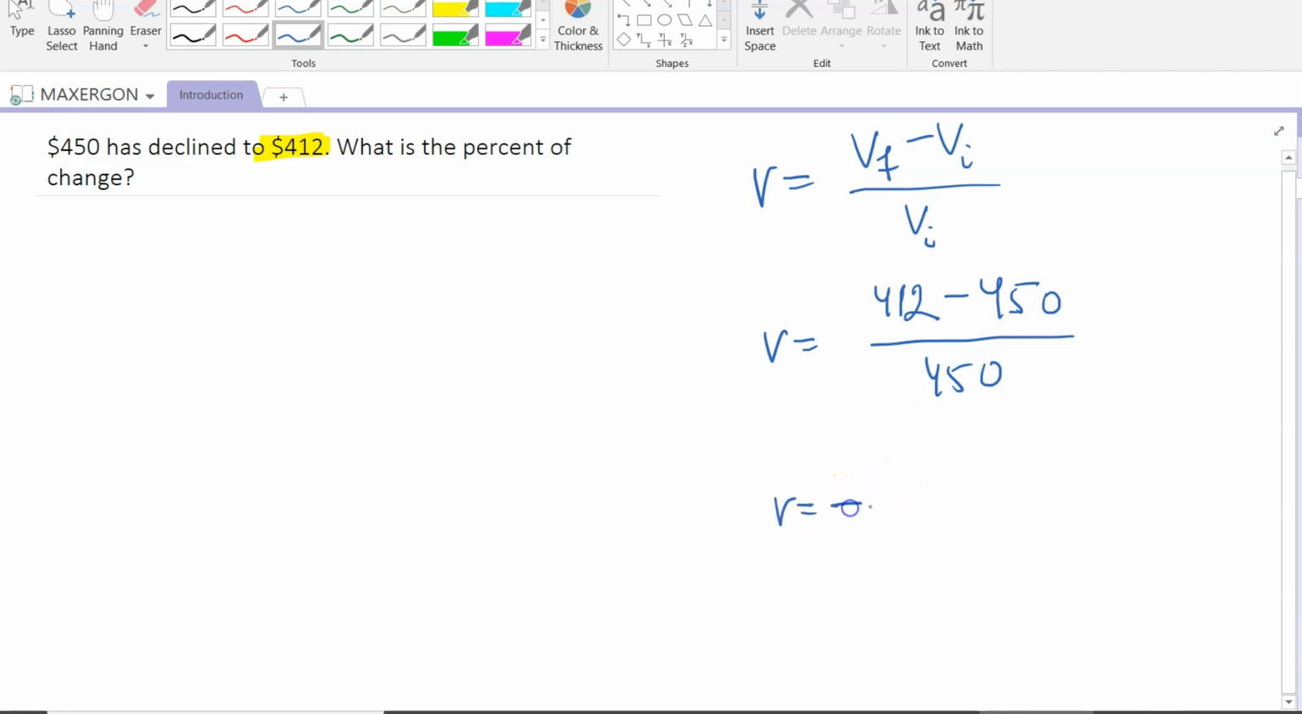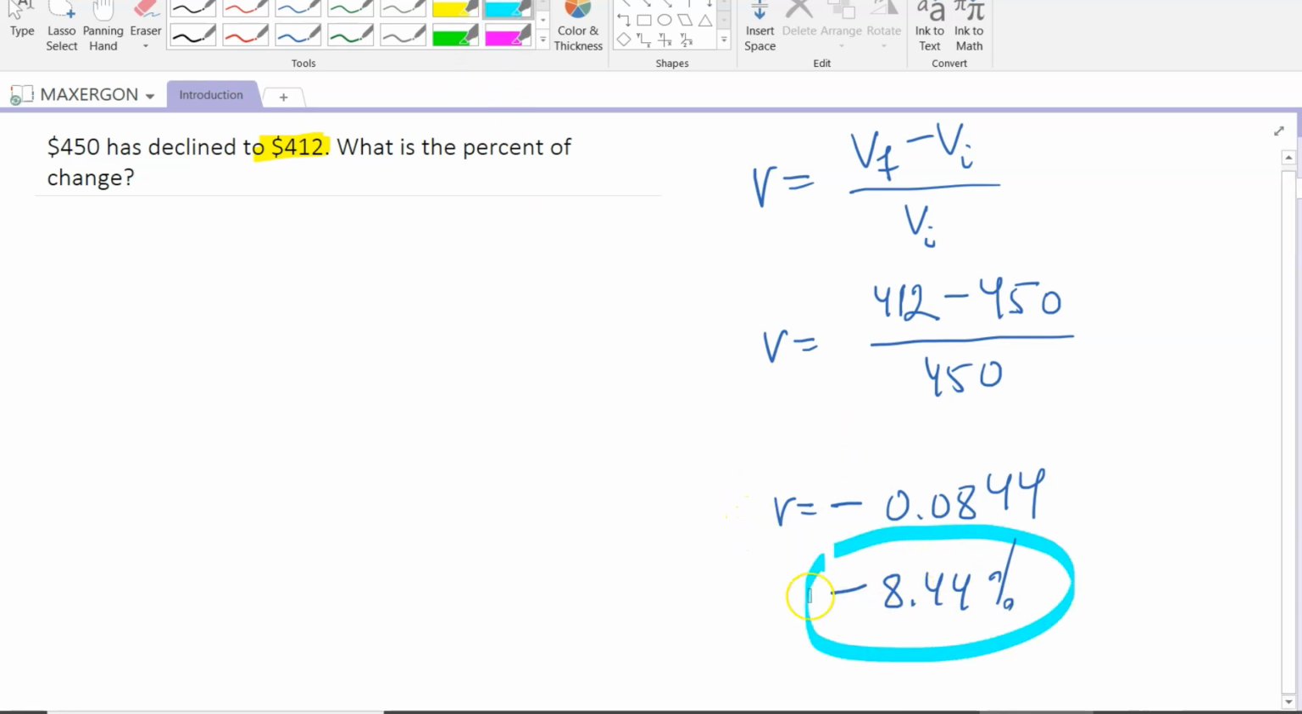The result is minus 0.0844, which is minus 8.44% rounded to 2 decimals. This is the solution, and the negative sign here shows that we're talking about percent decrease. Because we use this universal formula, which initially was obtained from percent increase, the negative result means that we're talking here about 8.44% decrease.